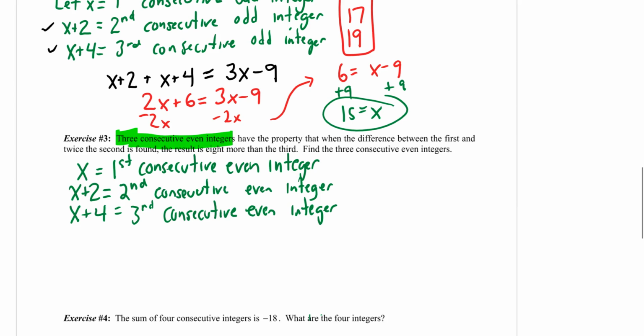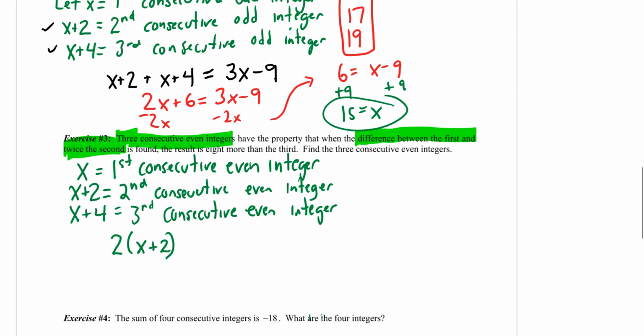First thing, the difference between the first and twice the second. Minus. So how do I do twice the second? Twice means times 2. The second is x plus 2. Yeah, my second one is x plus 2.